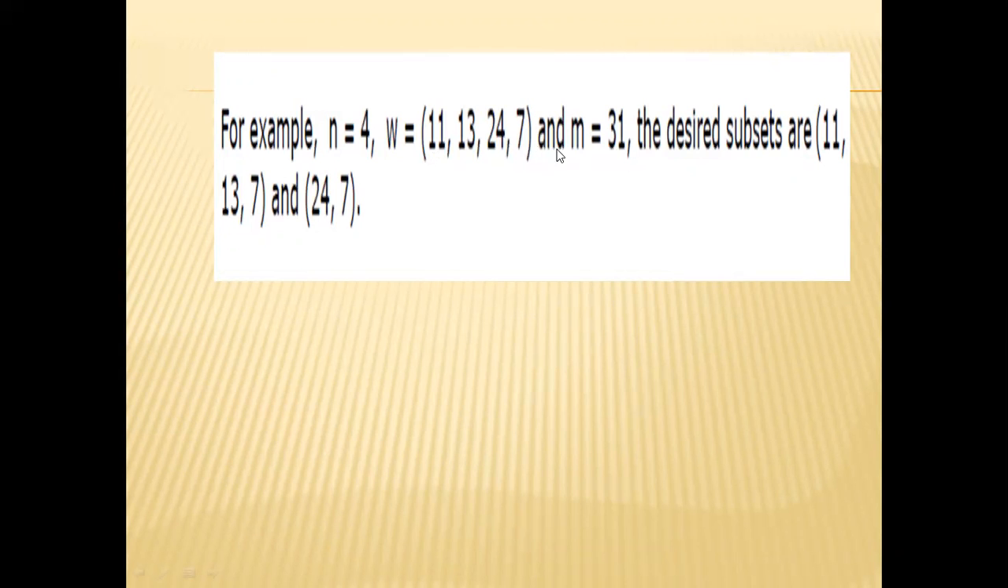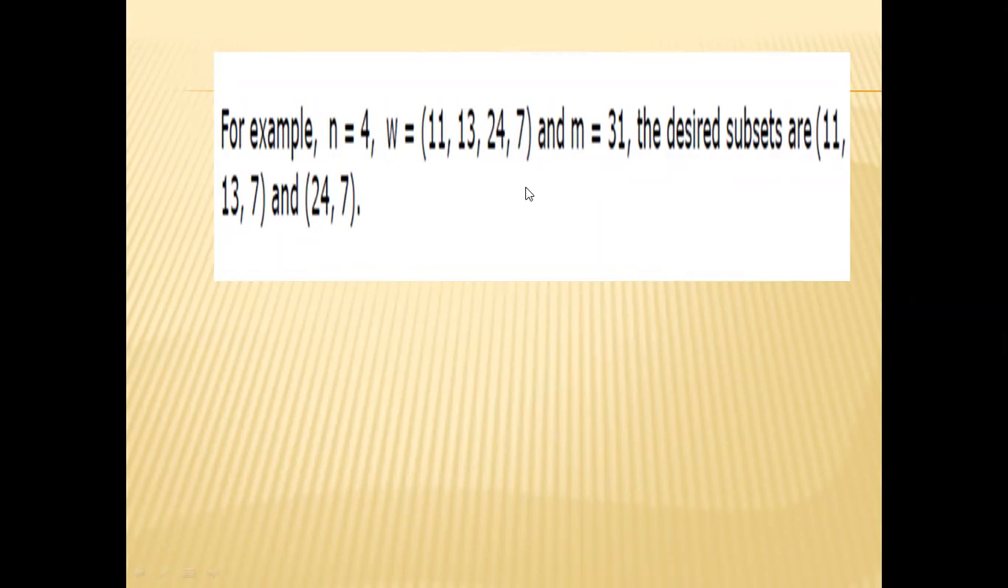In our problem, the sum of the first, second and fourth element is equal to 31. The second one is the sum of the third and fourth element, which is equal to 31. But here we have only two solutions. The first solution is 1 2 4. The second solution is the sum of the third and fourth element equal to 31.